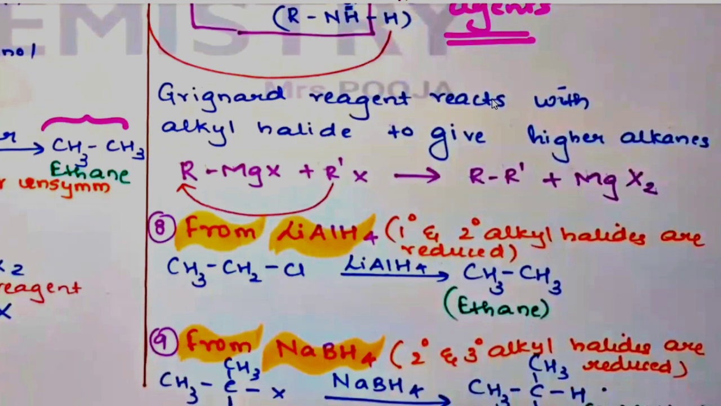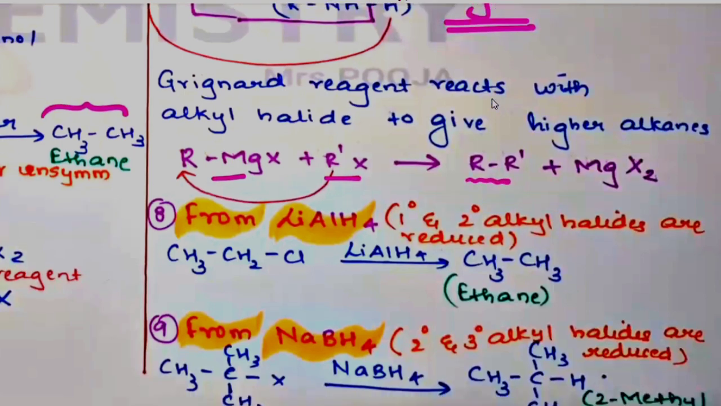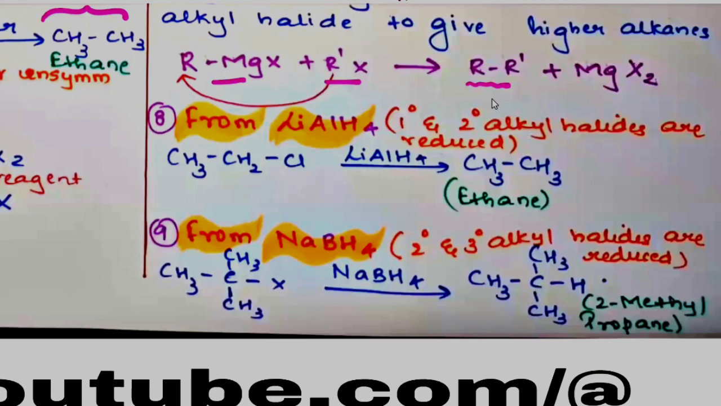As you can see, Grignard reagent when treated with alkyl halide, we will be getting higher alkanes. Now the next two reactions are from lithium aluminum hydride and from sodium borohydride. Lithium aluminum hydride can reduce only primary and secondary alkyl halides. Whereas sodium borohydride reduces 2 degree and 3 degree alkyl halides. It cannot reduce primary halides.